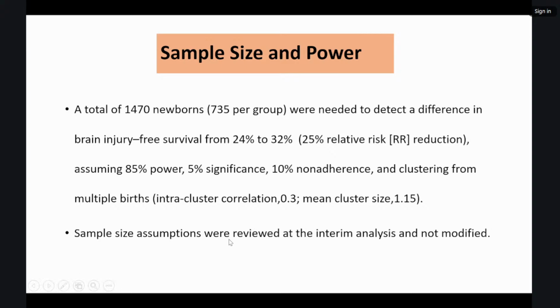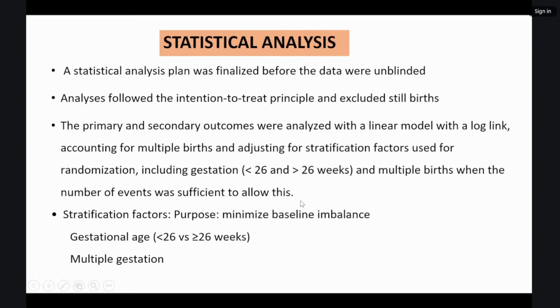So the sample size assumptions were reviewed at the interim analysis and were not modified. Statistical analysis was finalized before the data were unblinded. Analysis followed the intention to treat principle and excluded the stillbirths. The primary outcome and secondary outcomes were analyzed with a linear model with a log link, and stratification was done to minimize the baseline imbalance for gestational age and multiple gestations.